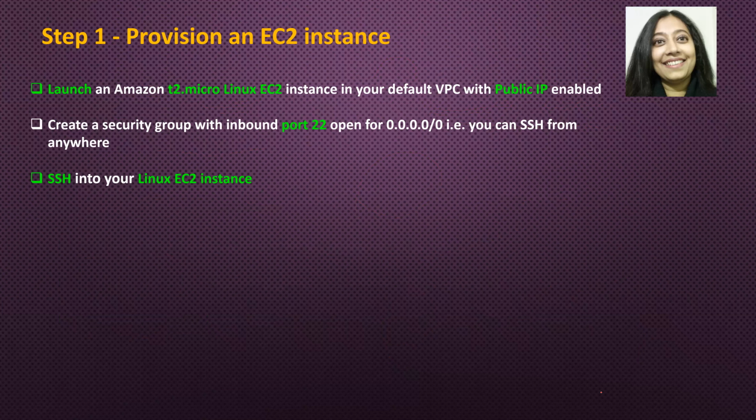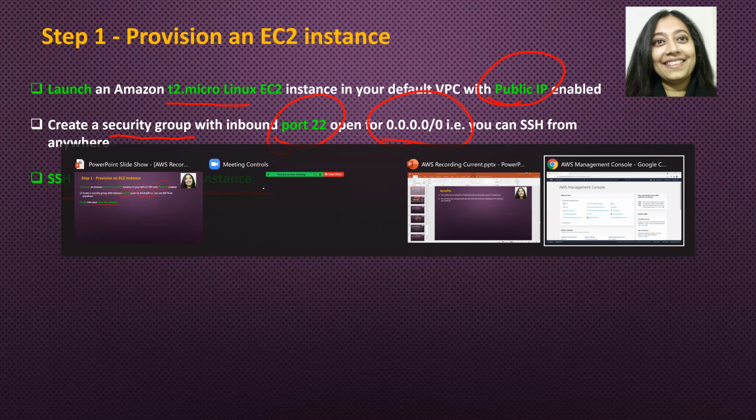Step 1. The first thing that we will do is we will launch an Amazon T2 Micro Linux EC2 instance with public IP enabled. And to begin with, you can either have an existing security group or you can create a security group with port 22 open, and it should be open to pretty much the whole wide world. You can SSH from anywhere. And then try and SSH to your Linux EC2 instance. So this is the first step before we proceed further ahead.